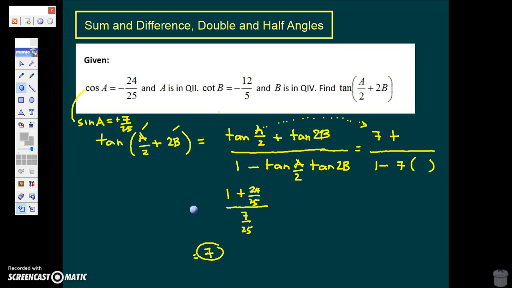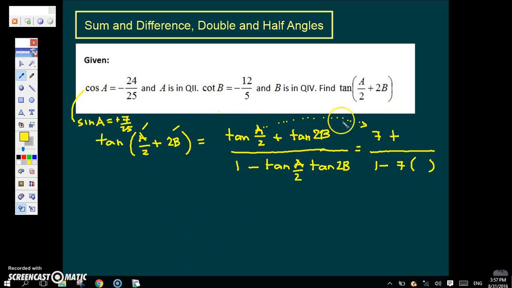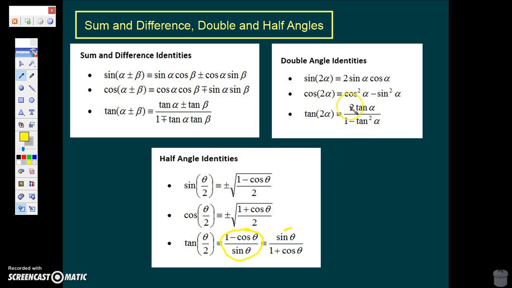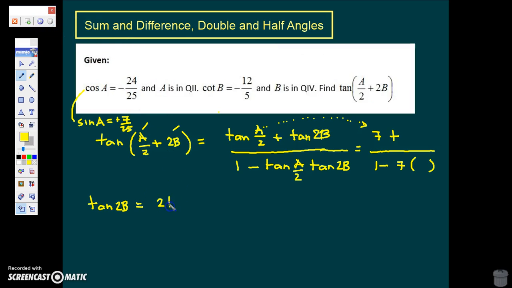Okay, now we will focus on getting tangent 2B. Notice that tangent 2B is a double angle of angle B. So we use this one. Tangent 2 alpha is 2 tan alpha over 1 minus tan squared alpha. So tangent 2B will be 2 tangent B over 1 minus tan squared B.